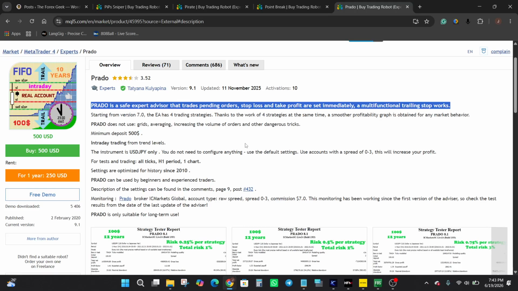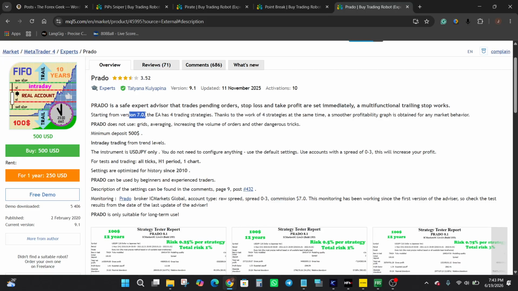Now, one key detail mentioned is that starting from version 7.0, the EA operates with 4 trading strategies running simultaneously. The idea behind this is to smooth out profitability across different market conditions rather than relying on a single approach. It is also clearly stated that Prado does not use grid systems, averaging, or aggressive volume scaling, which are often considered higher risk techniques in automated trading systems.